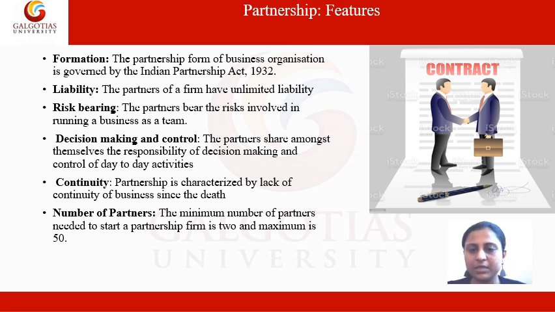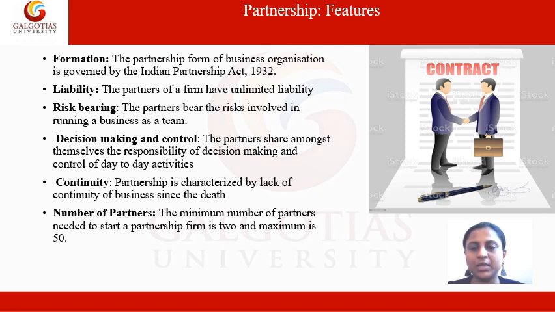Second is liability. So the partnership firm has unlimited liability. That means personal assets of the partners may be used for repaying the debts in case the business assets are insufficient. Third is risk bearing. So the partners bear the risk involved in running a business. The rewards which come in the form of profits are also shared by the partners in the agreed ratio.